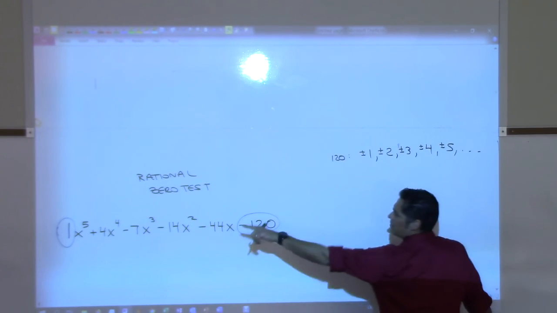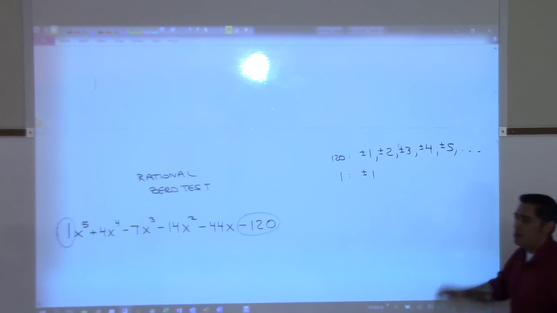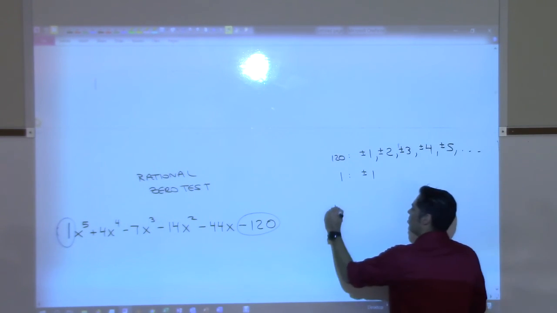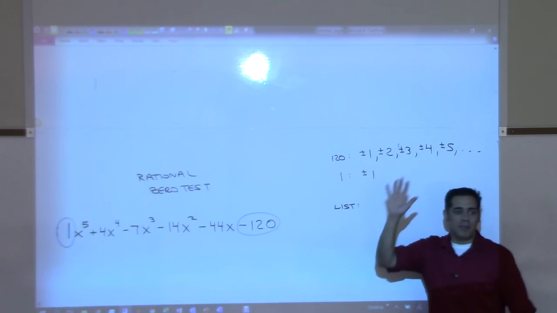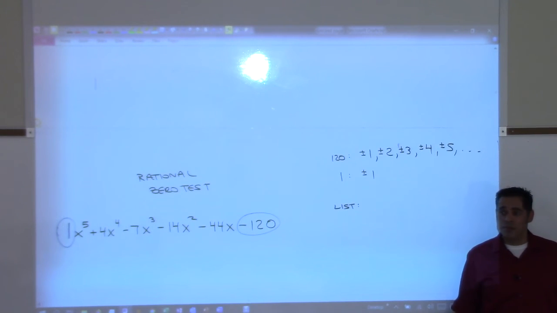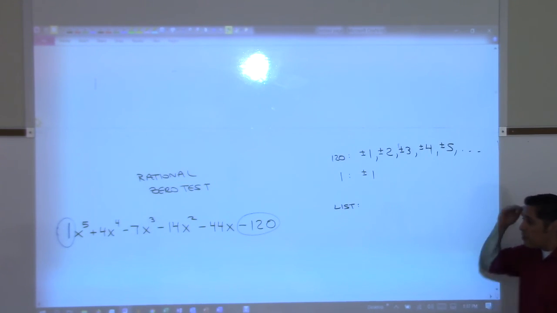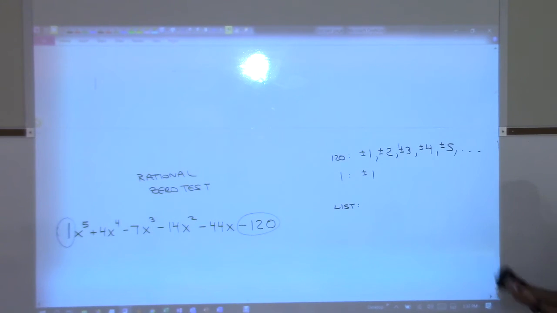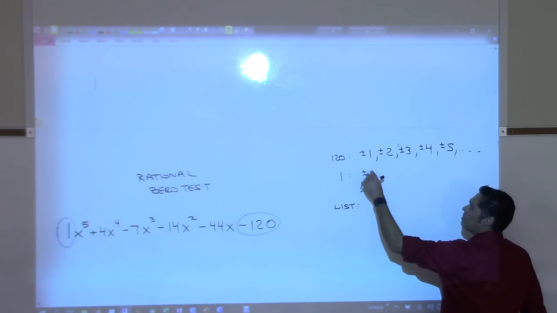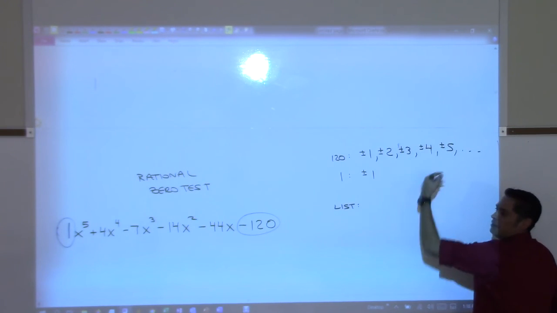Then I take all the factors of the number in the front, 1. What are the only factors of 1? 1 and negative 1. So now you create this master list. Raise your hand if this reminds you of something you did in college algebra. Raise your hands if you've never seen this before. It's okay if you haven't. I don't expect it to be at the top of your memory, but it's why I'm doing this problem. I wanted you to see it again. Here's my list: this over this, this over this, but it's 1 here, so it's just this list again.